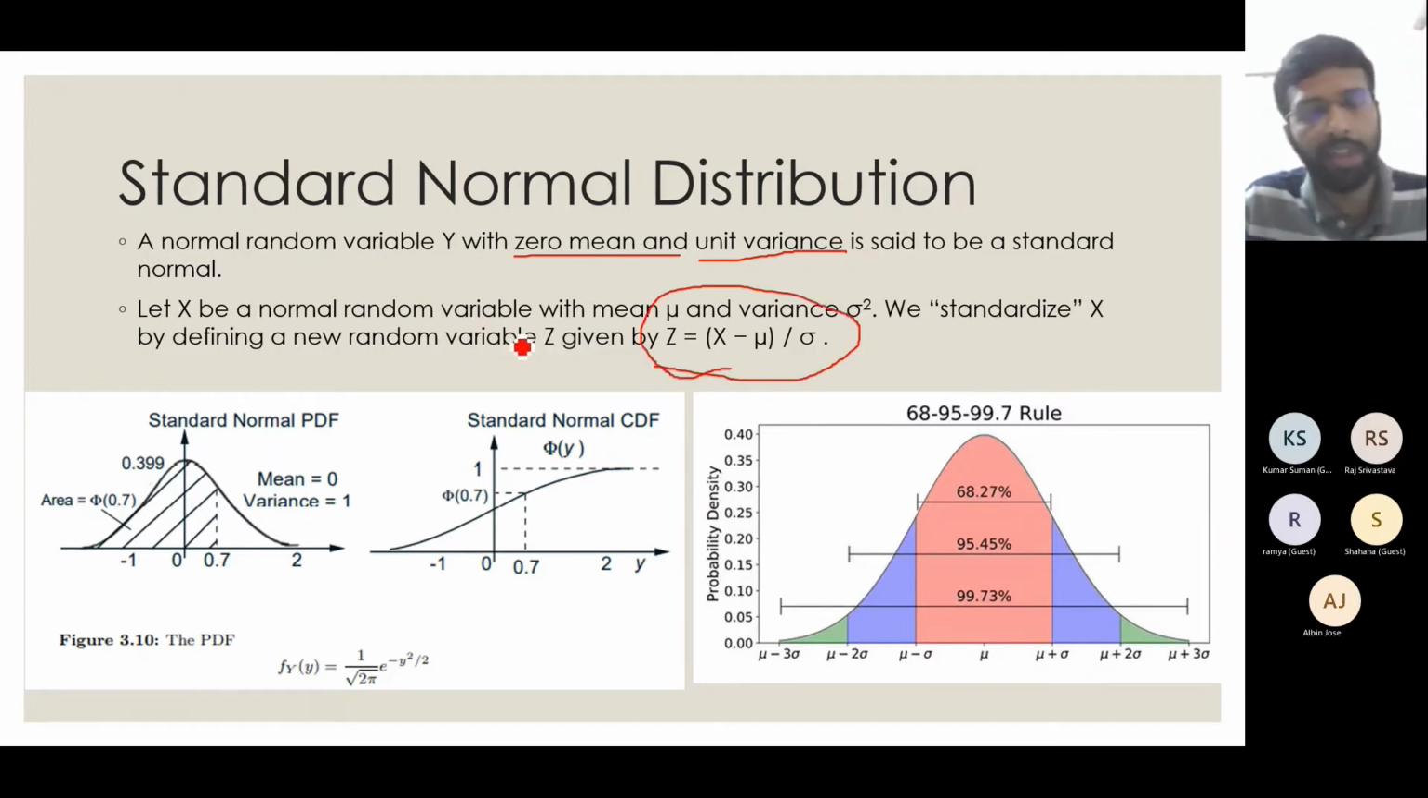So any distribution with a given mean and variance, we can convert to a standard normal distribution and find the probability values corresponding to particular values. We will see some examples so that it will be clear.